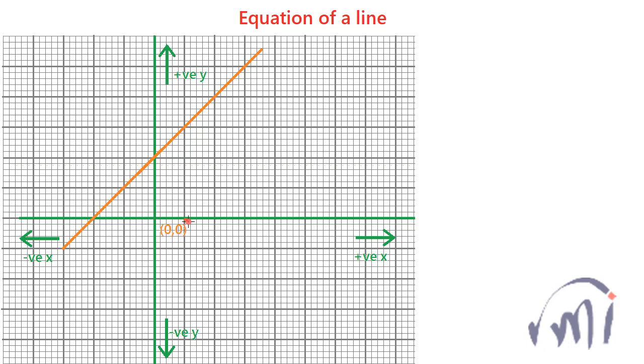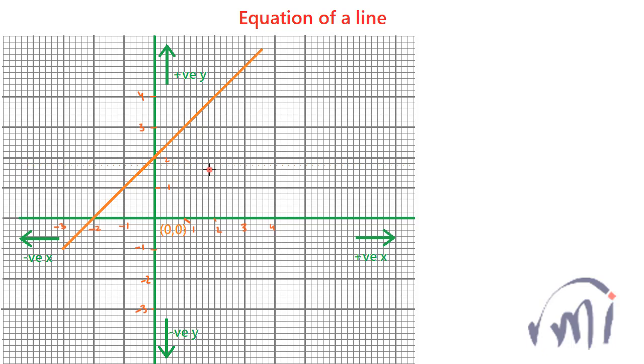In the positive direction it goes as 1 2 3 4 and so on. In the negative direction again it goes as -1 -2 -3, and this is positive y, so this will be 1, this will be 2, and here 3 and 4, and in this direction y is negative, so this will be -1 -2 and -3.